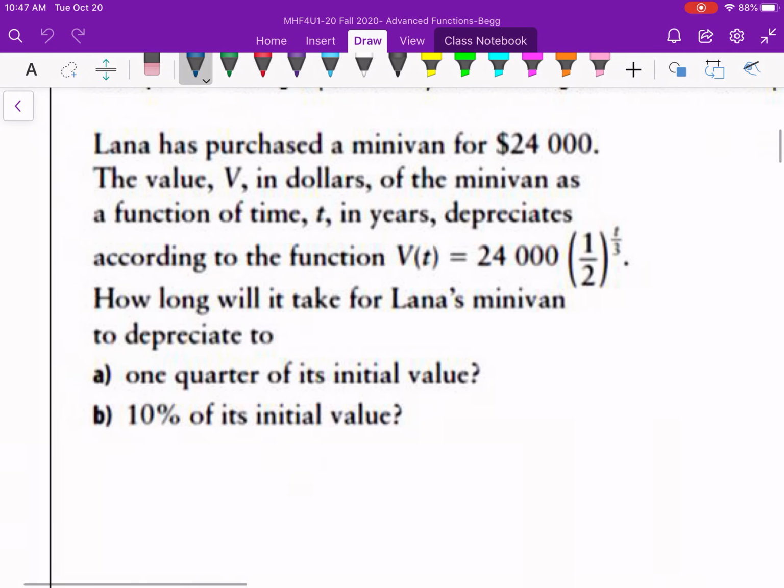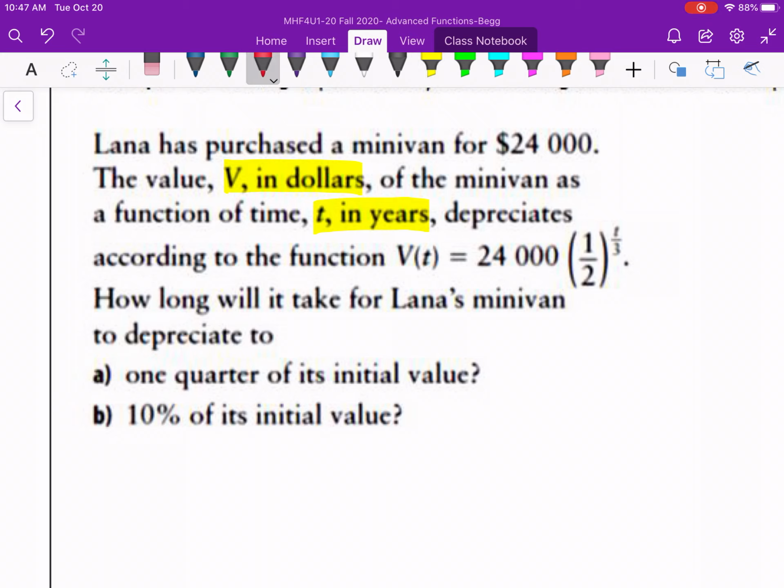Lana has purchased a minivan for $24,000. The value, V in dollars, of the minivan is a function of time, t in years. It depreciates according to the function V(t) equals 24,000 times 1/2 to the t over 3.